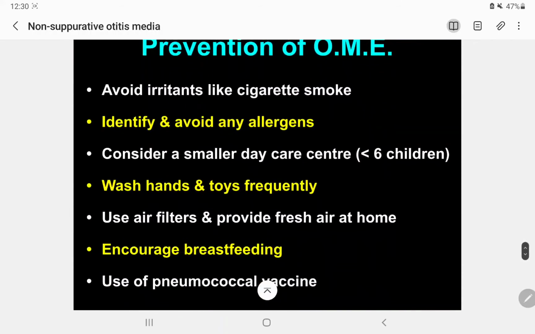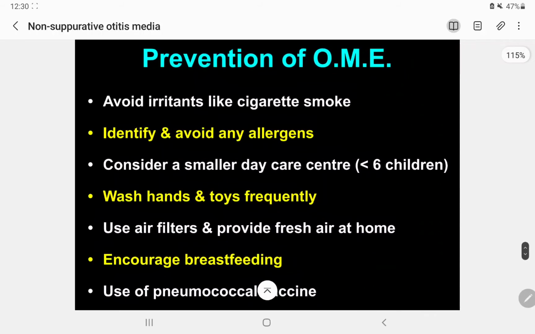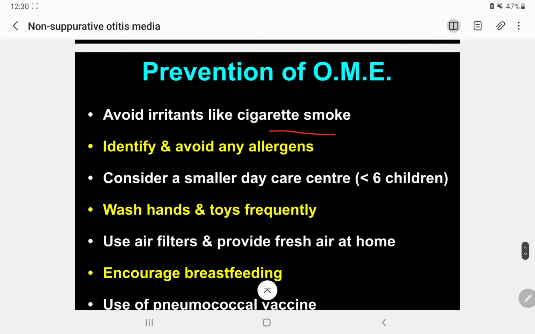Another point: there are some things we can do to prevent otitis media with effusion. Avoid irritants like cigarette smoke, do not smoke. And if you have any kind of allergy, then identify and avoid the allergens. And then consider a smaller day care center, that is, one with fewer than 6 children, because it is not crowded, right? So overcrowding is also one of the risk factors or predisposing factors for otitis media.